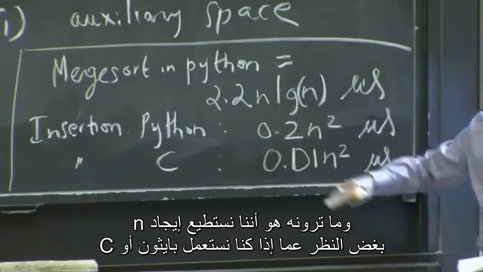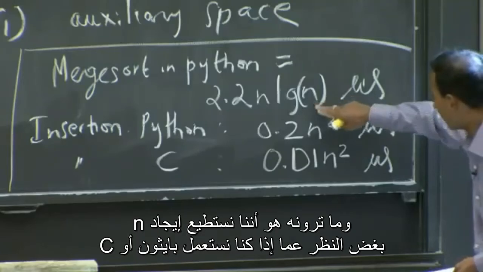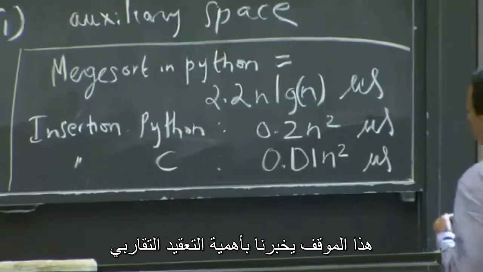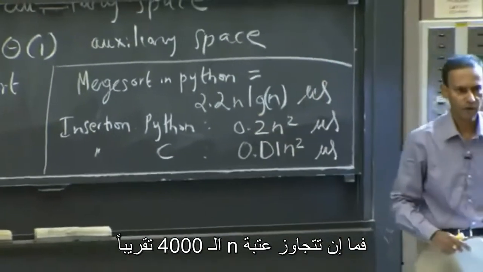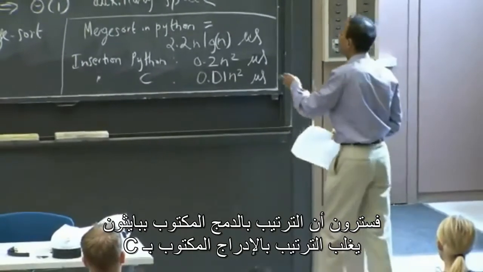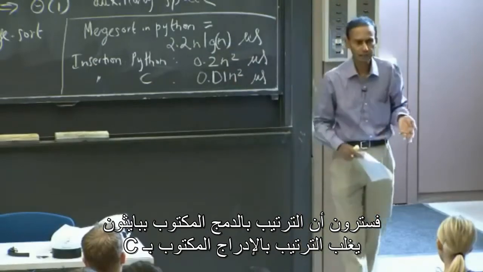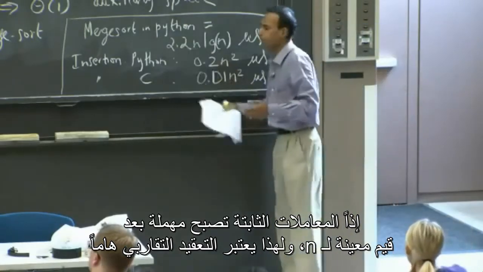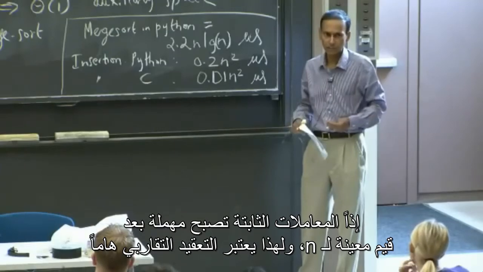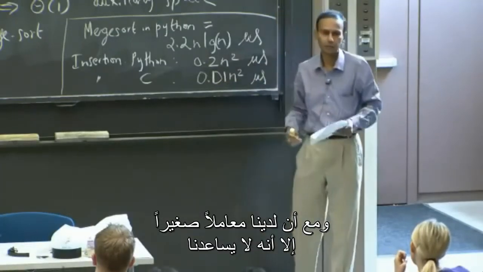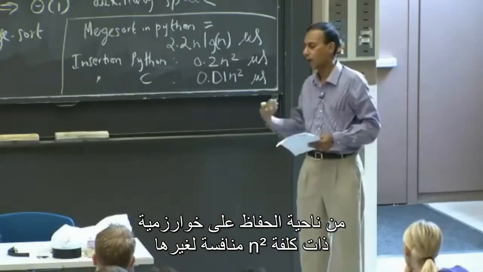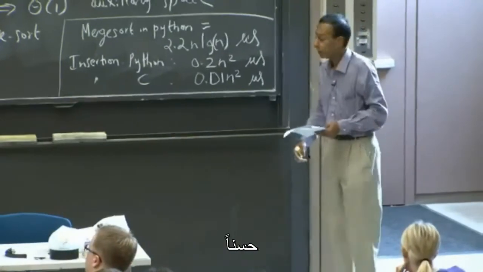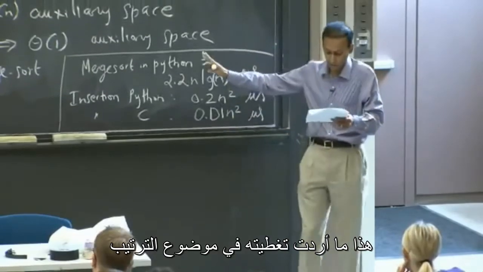And what you can see is that you can actually find an n. Regardless of whether you're using Python or C, this tells you that asymptotic complexity is pretty important, because once n gets beyond about 4,000, you're going to see that merge sort in Python beats insertion sort in C. So the constant factors get subsumed beyond certain values of n. That's why asymptotic complexity is important. You do have a factor of 20 here, but that doesn't really help you in terms of keeping an n-squared algorithm competitive. It stays competitive for a little bit longer, but then falls behind. All right, so that's what I wanted to cover for sorting.